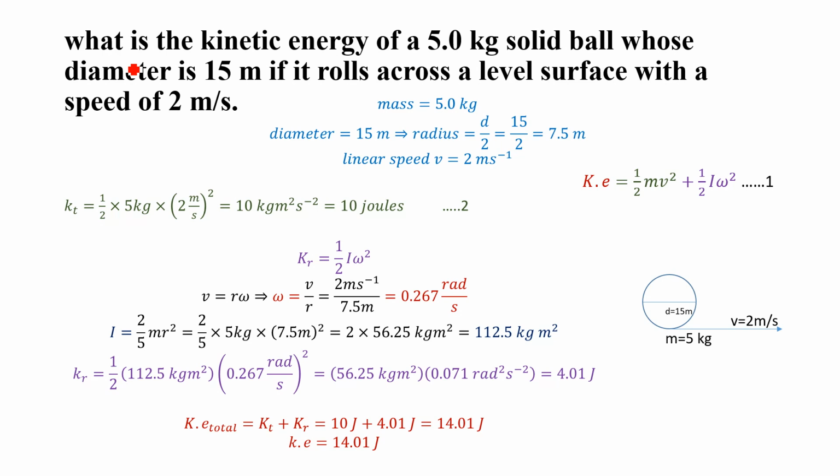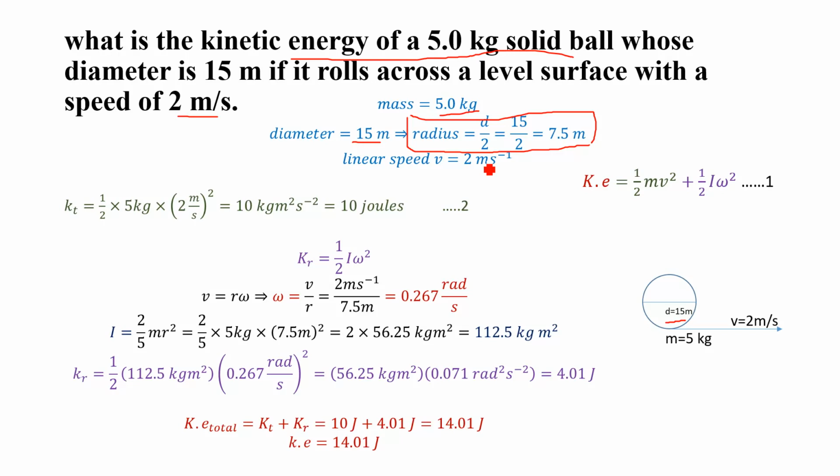The numerical is: what is the kinetic energy of a 5 kilogram solid ball whose diameter is 15 meter if it rolls across a level surface with a speed of 2 meter per second. So in the given data we have mass of the ball equal to 5 kilogram. Diameter of the ball is given as 15 meter, and dividing this diameter by 2 we will get radius equal to 7.5 meter, where the linear speed is given as 2 meter per second.